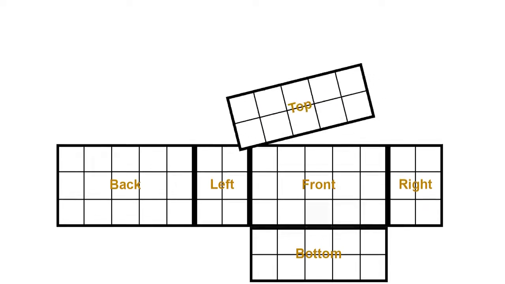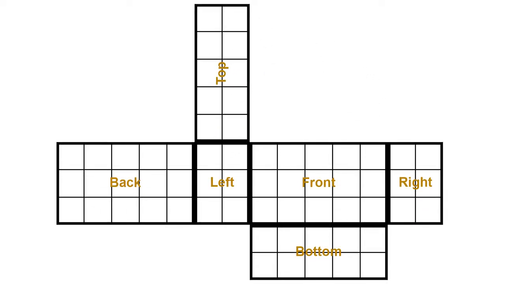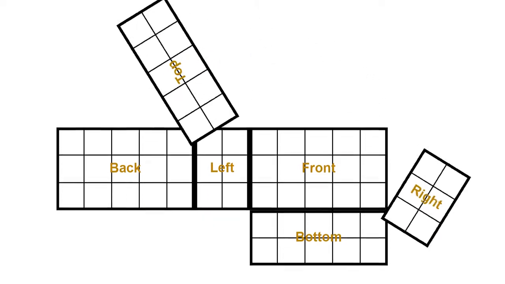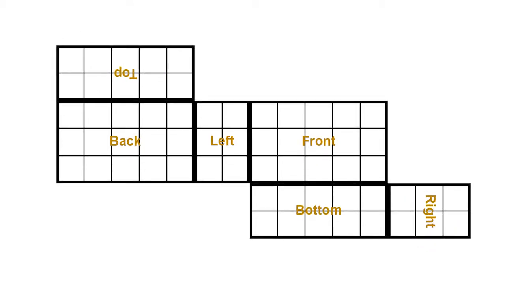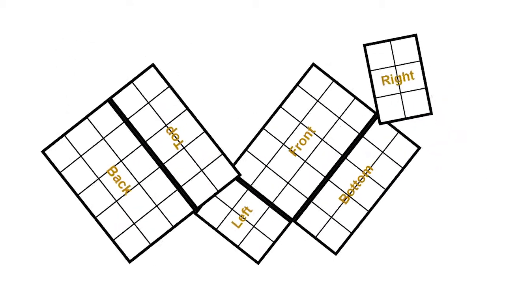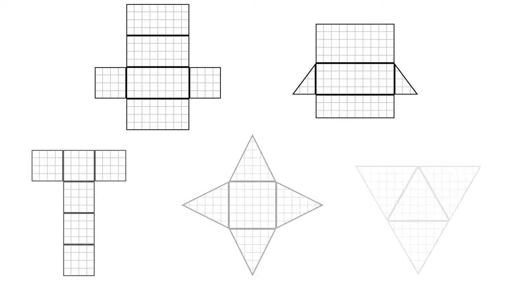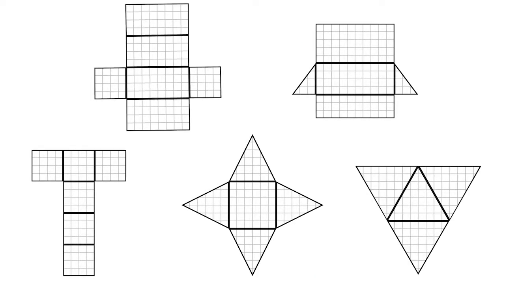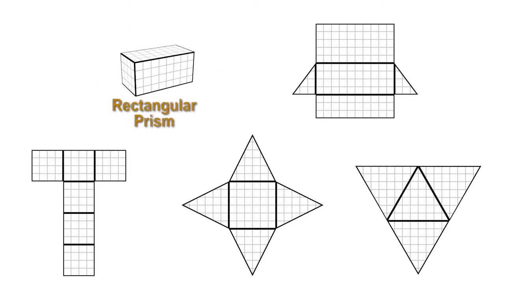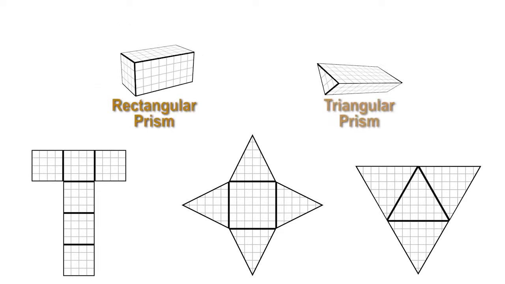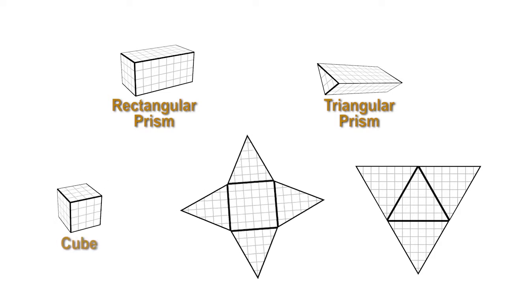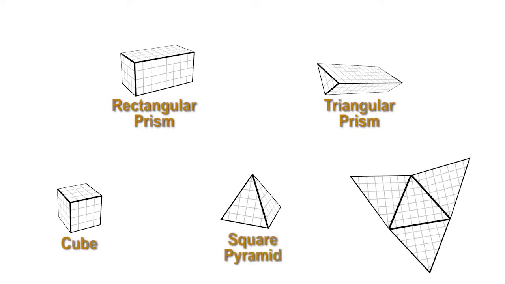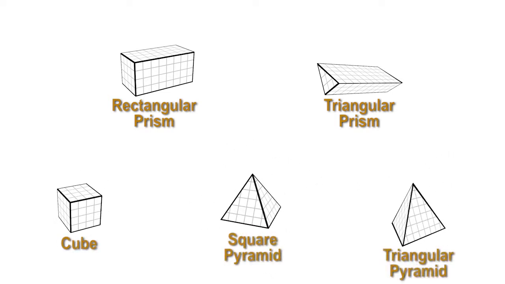There are several different ways to arrange the faces of a rectangular prism into a net. All of these nets will also fold into rectangular prisms. Here are some examples of nets for other three-dimensional figures: a rectangular prism, a triangular prism, a cube, a square pyramid, and a triangular pyramid.